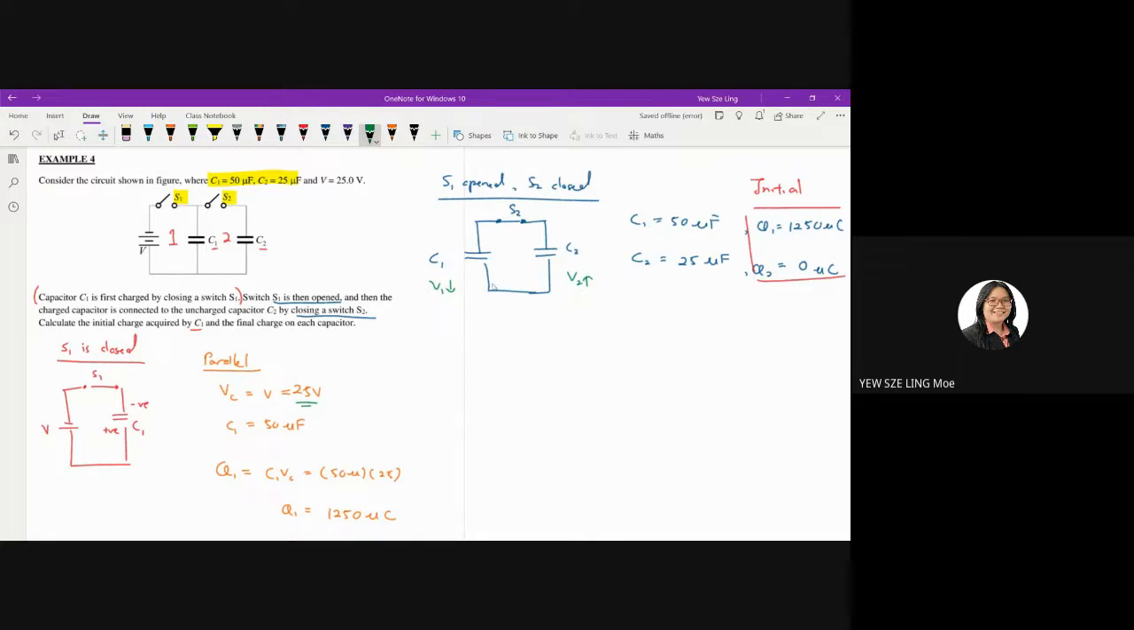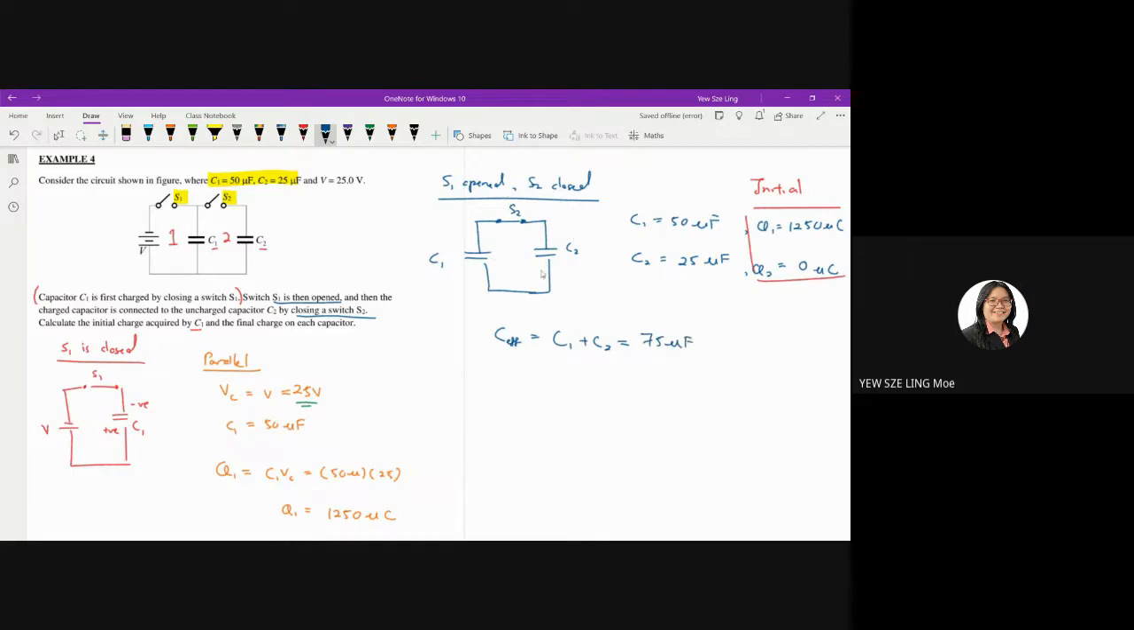So we need to identify the new V in our question. How? You look at the total value. The easiest way to identify the new potential difference is by calculating the C effective and also the total charge in the system. C effective: the two of them are connected in parallel, therefore it is equal to C1 plus C2, which is 75 microfarad.